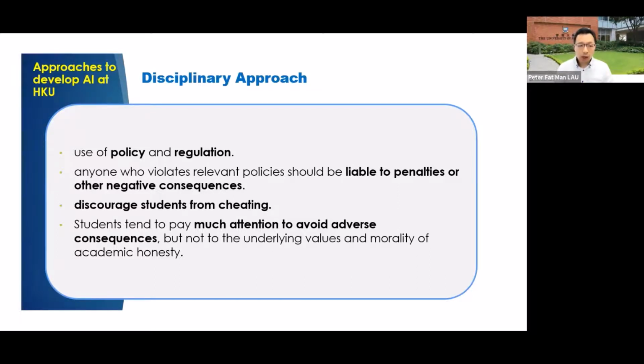In our university, we try to adopt a three-fold approach to develop student integrity. The first approach is the disciplinary approach. What we have done at the university is to set policies and regulations in order to regulate proper practice and procedure. It emphasizes that anyone who violates relevant policies should be liable to penalty or other negative consequences, such as a fail grade or disqualification. It works well to discourage students from cheating in examinations, committing plagiarism in coursework, or data falsification in research.